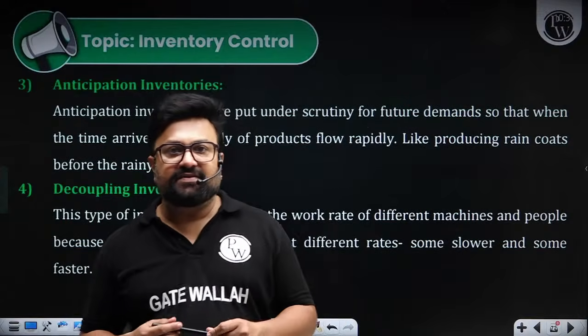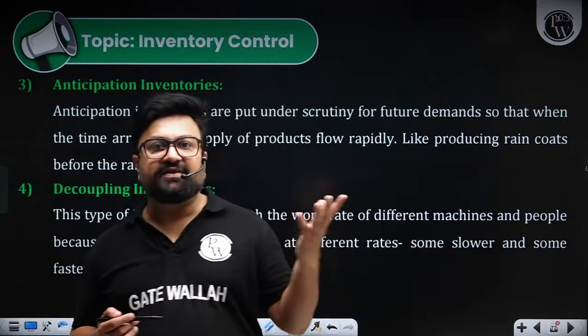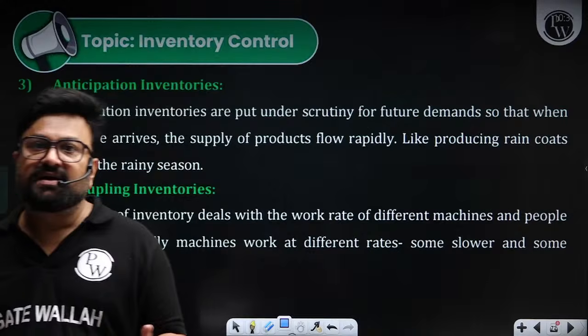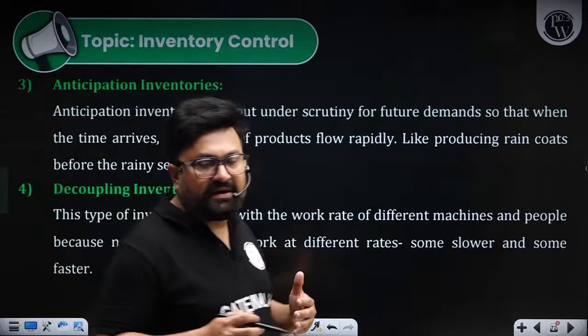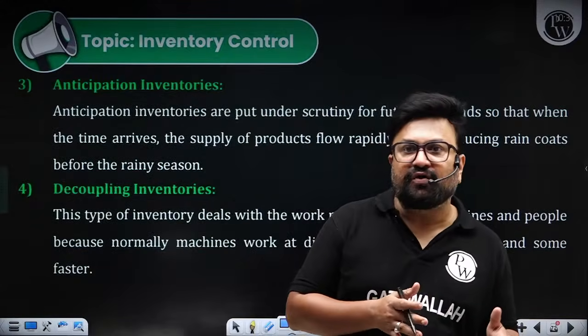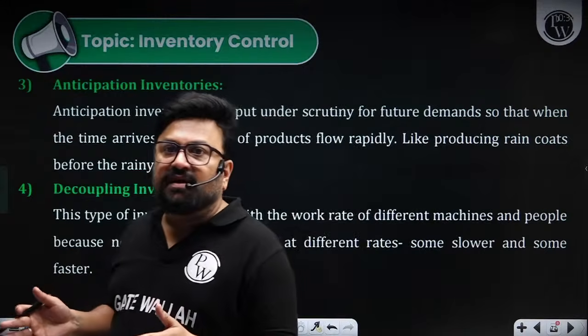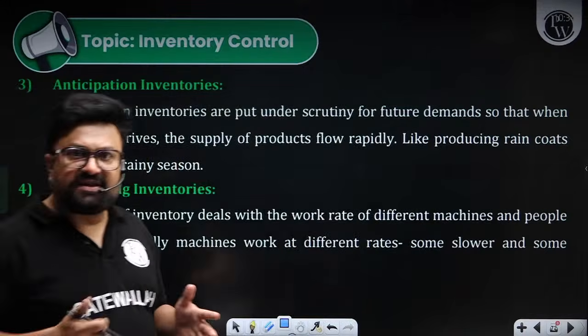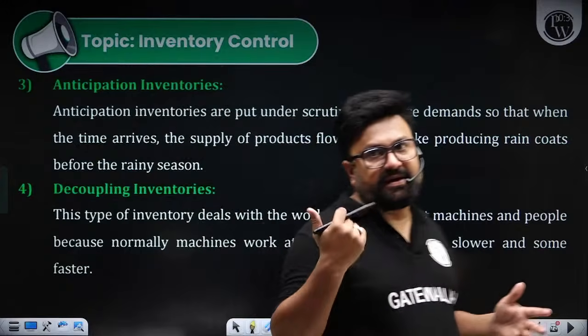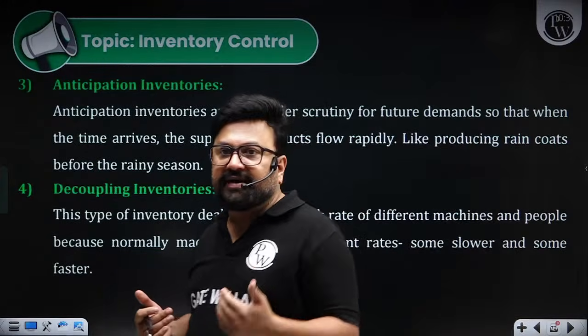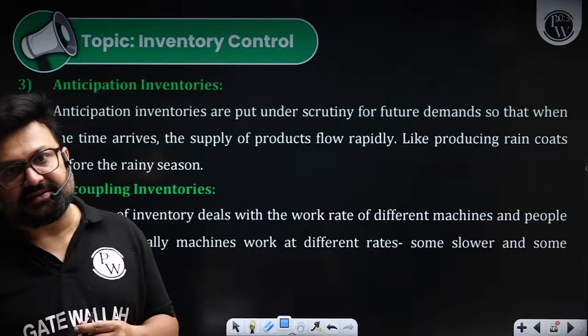Third is anticipation inventory. As the word indicates, anticipation inventory is built up in anticipation of critical conditions or future demand, so that when the time arrives, the supply of product flows rapidly, like producing raincoats before the rainy season.